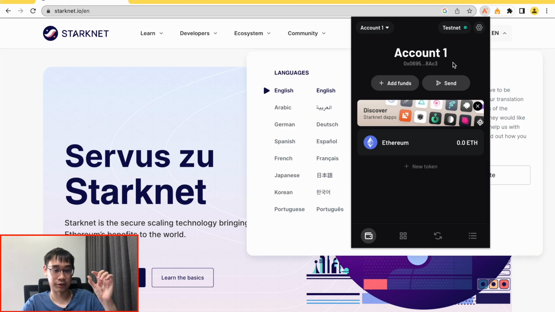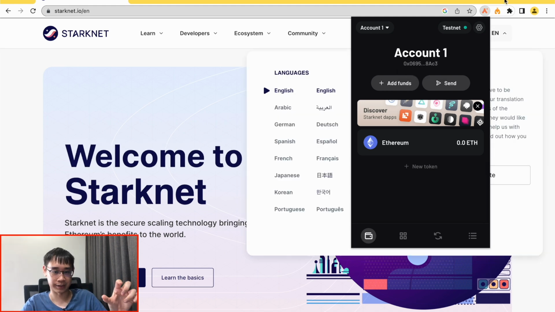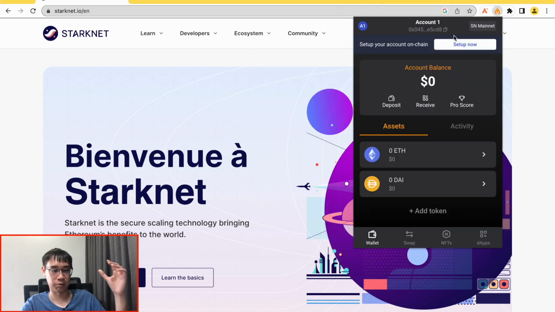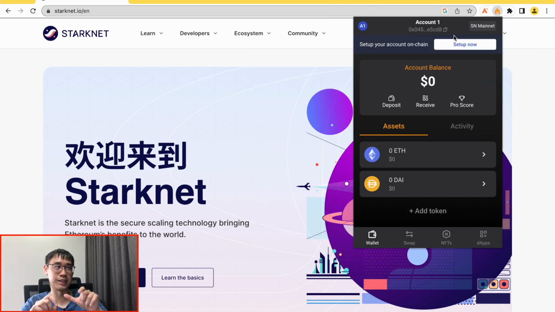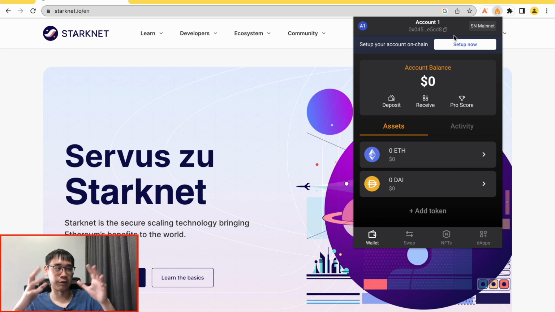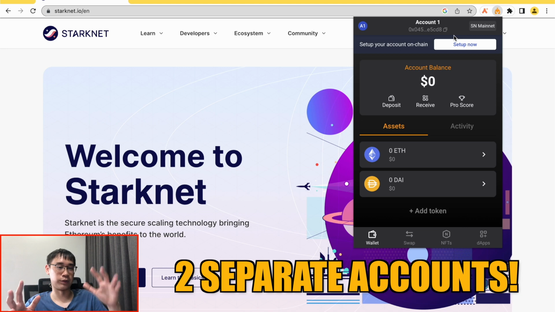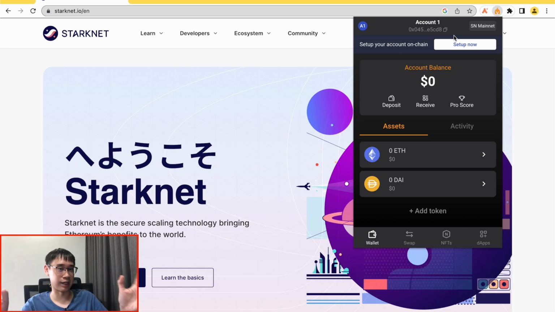What I found was that the address is different on Argent X, where this one ends with 8AC3, while my Braavos wallet address ends with 5CD8. This would mean that within this same seed phrase, even though your wallets are both on the StarkNET network, you have two separate accounts that are on both the Argent X and Braavos wallet, and they are actually not being merged together.